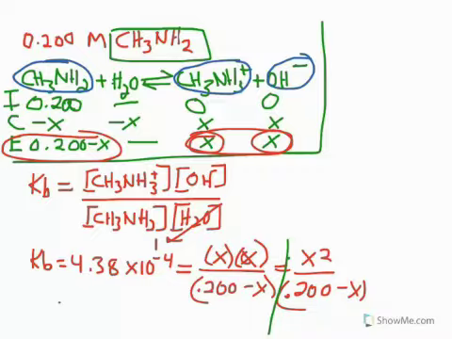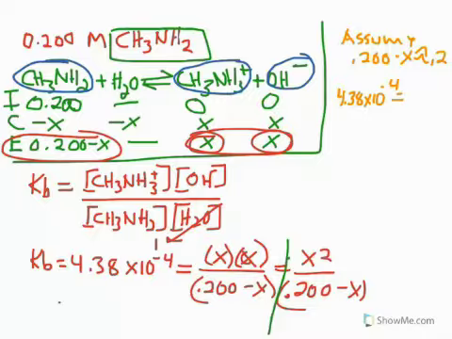Now we do our assumption. We're going to assume that this reaction proceeds very little. So I have 0.200 minus x, and I assume, and I need to write this out, and you will too, 0.200 minus x is about equal to 0.2. So we'll make that assumption. Our Kb becomes 4.38 times 10 to the minus 4 equals x squared over 0.2. That's coming from here.